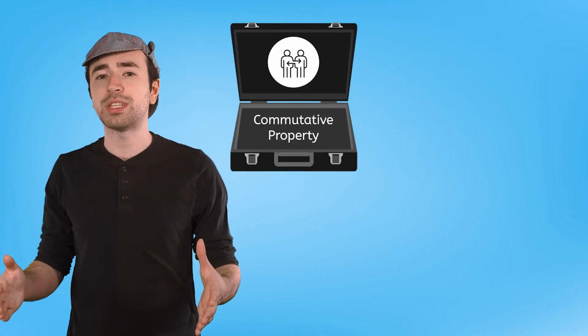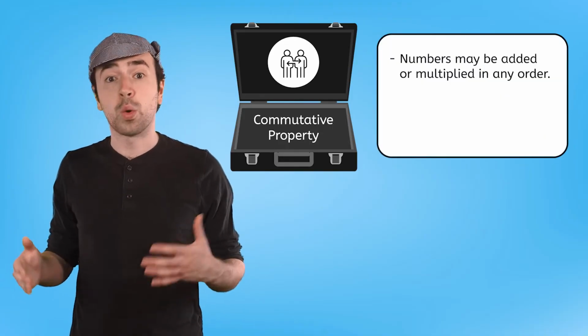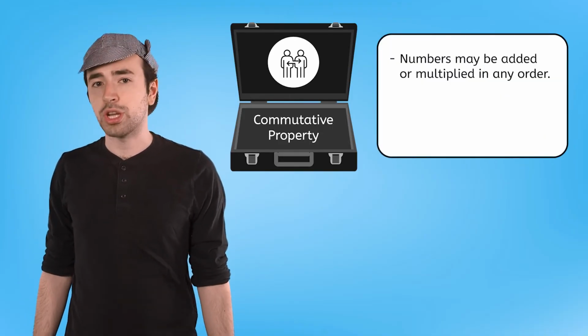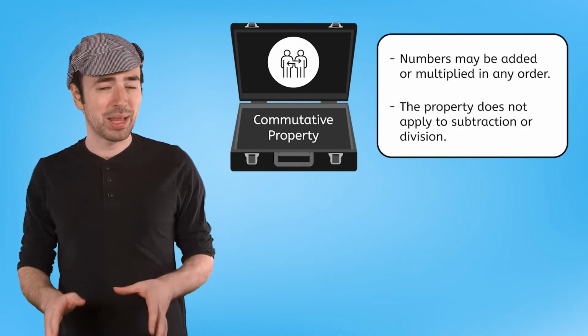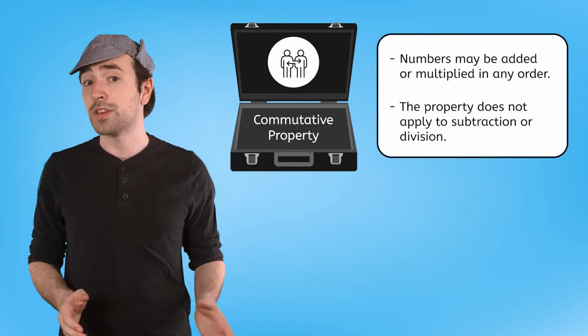The commutative property states that numbers may be added or multiplied in any order without changing the value of the expression. But it does not apply to subtraction or division.